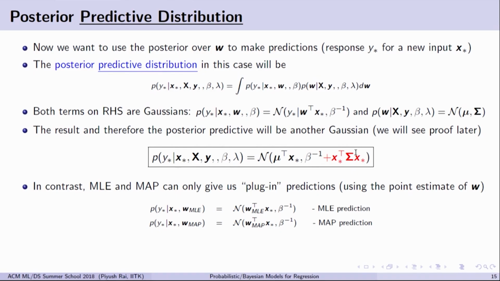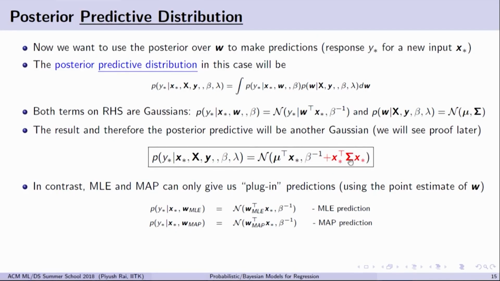So in some sense, the MLE prediction and MAP prediction is overconfident, right? But once we also take into account the uncertainty in the estimation of W, that uncertainty translates into the uncertainty in the predictions, right? Which is why we have this additional factor of x star transpose sigma times x star, okay?